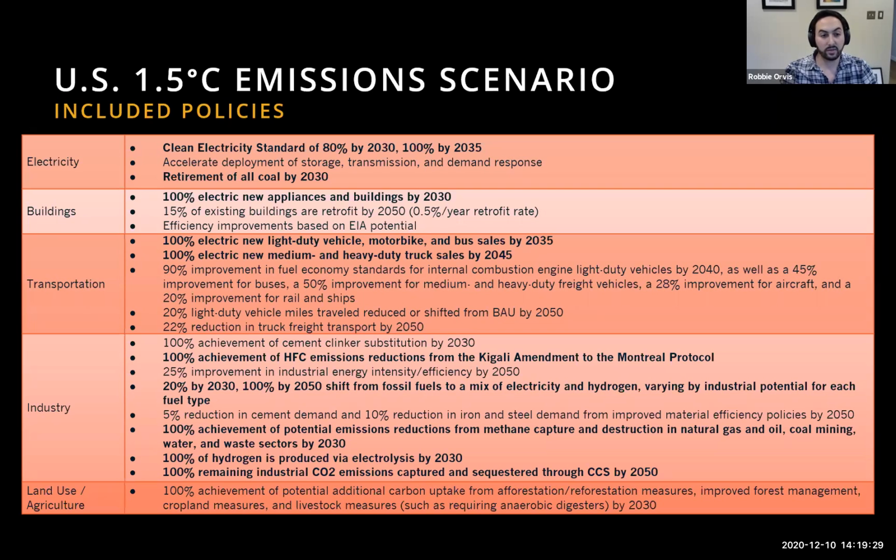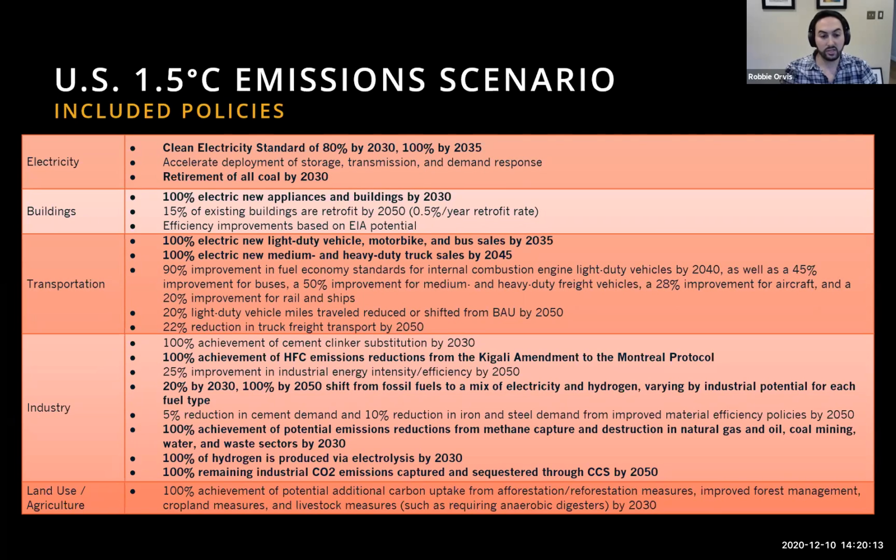In the transportation sector, we have a 100% electric vehicle sales standard by 2035, and a similar standard by 2045 for medium and heavy duty trucks, in line with the California standards and the MOU that was signed earlier this year. In industry, we have both energy and non-CO2 policies. So for example, we have 100% achievement of the HFC or F-gas reductions in line with the Kigali Amendment to the Montreal Protocol. We have 20% fuel shifting by 2030 and 100% by 2050, shifting away from fossil fuels to a mix of electricity and hydrogen, which varies based on industrial potential that we've drawn from a report by Enroads.